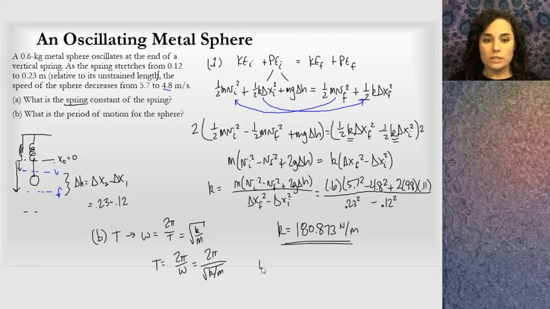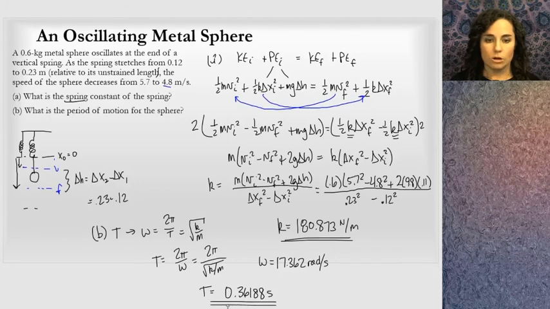If you're interested, I found the omega. The omega is 17.362. And remember, that's in radians per second. And so when I plug that in here, I get the period will be equal to 0.36188 seconds. So pretty quick. It's rolling back and forth. It's moving up and down vertically. It takes a little over one third of a second to do that motion.